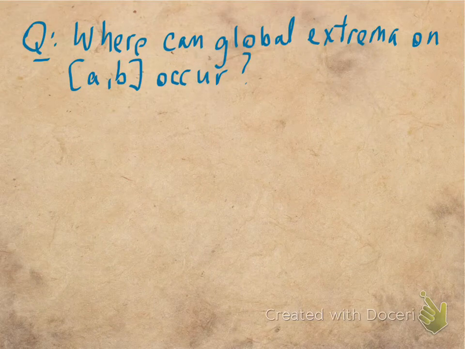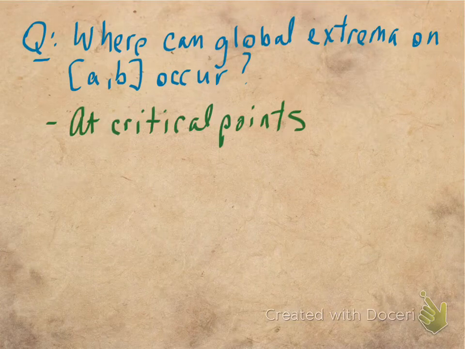So we'll be interested in actually finding these global extrema. So the question we should ask ourselves is, where can global extrema on a closed interval from a to b occur? Can they occur any darn place, in which case our lives would be hard, or are there only particular places they can occur? So if you think about what we know about relative extrema, you know that relative extrema can only occur at critical points. So that is definitely somewhere that a global extrema could occur.